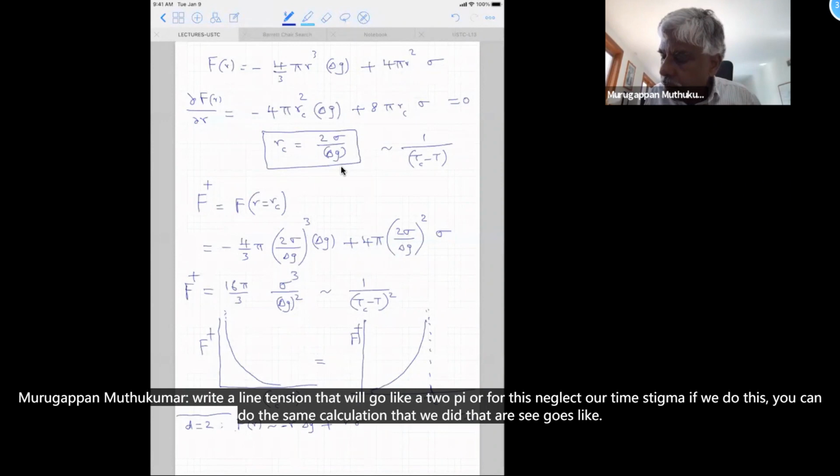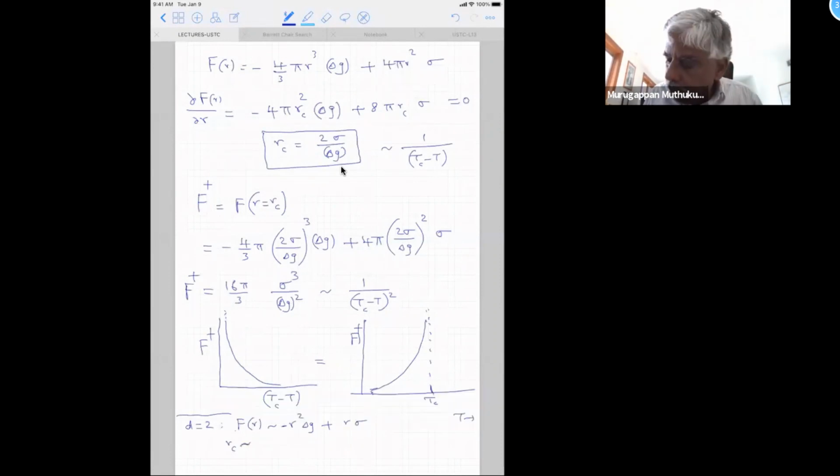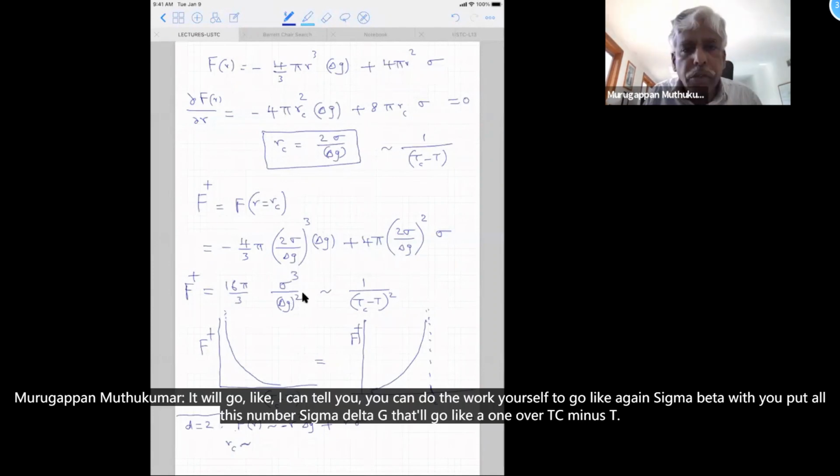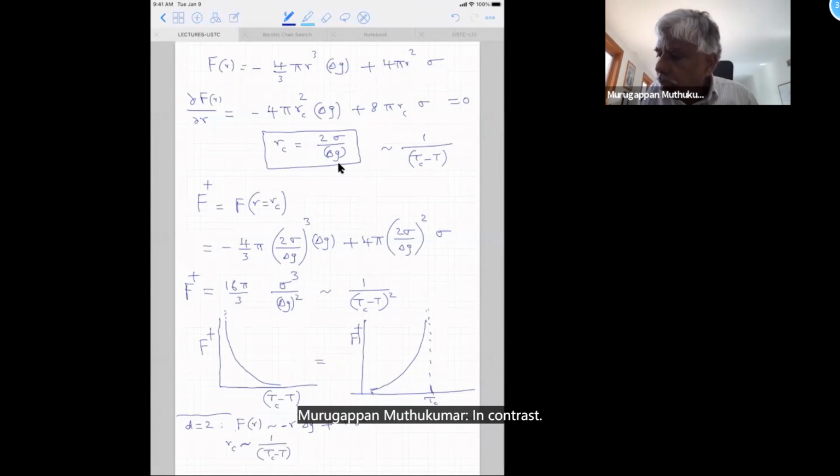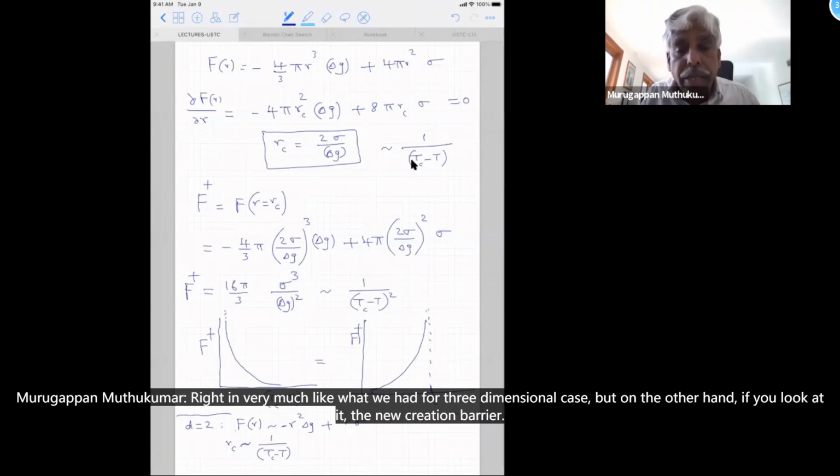If you do this, you can do the same calculation that we did, that RC goes like 1 over delta G. You can do the work yourself. When you put all these numbers, it'll go like sigma by delta G, that will go like 1 over TC minus T, very much like what we had for the 3-dimensional case.